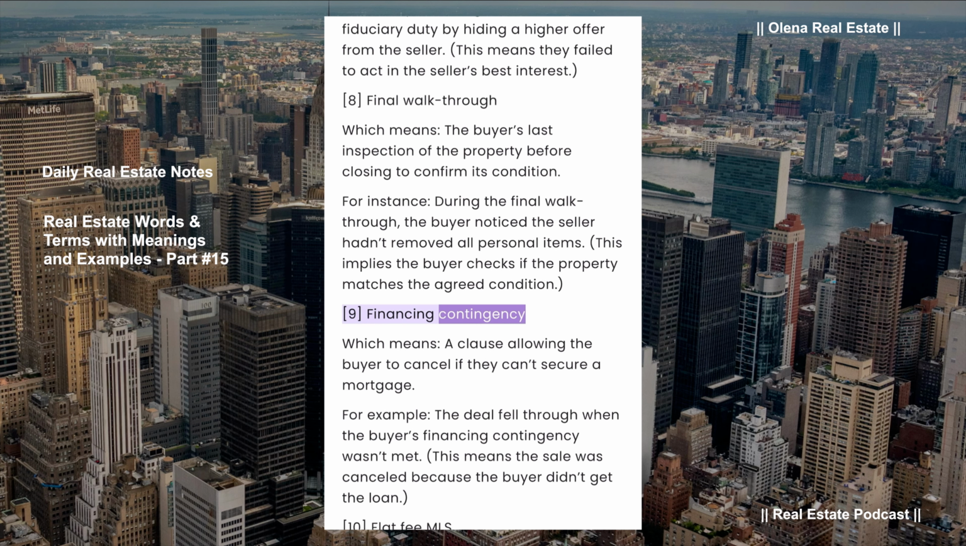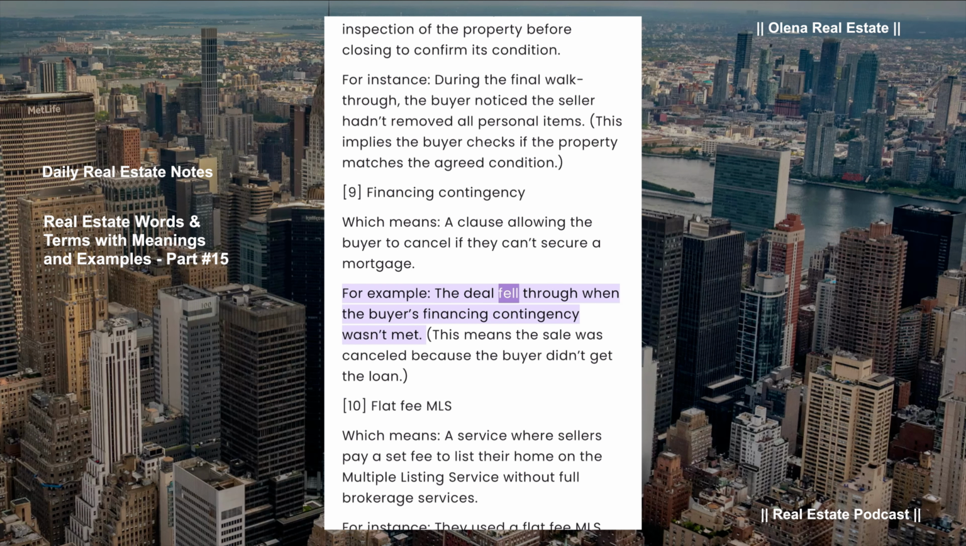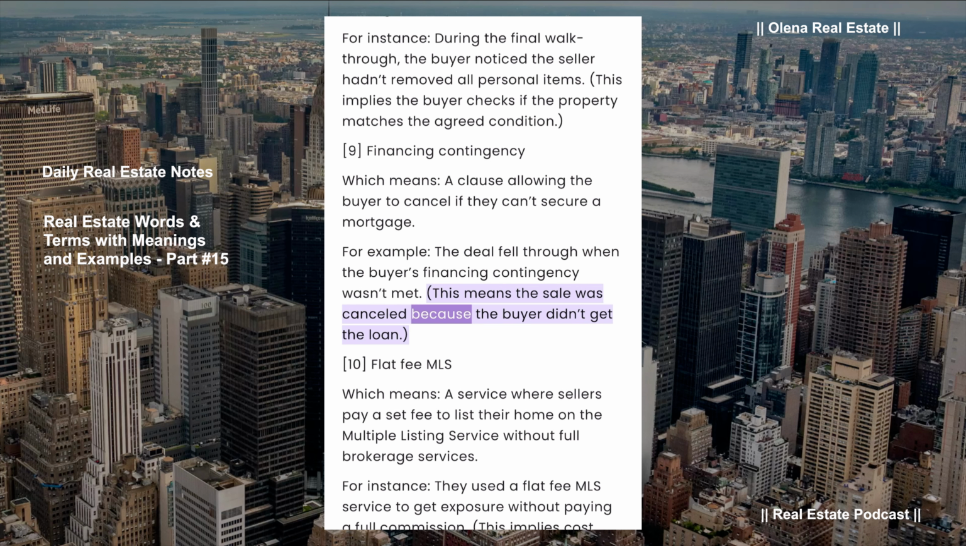Financing contingency, which means a clause allowing the buyer to cancel if they can't secure a mortgage. For example, the deal fell through when the buyer's financing contingency wasn't met. This means the sale was canceled because the buyer didn't get the loan.